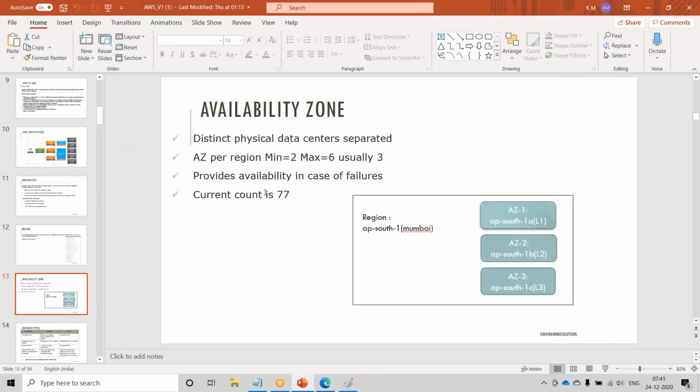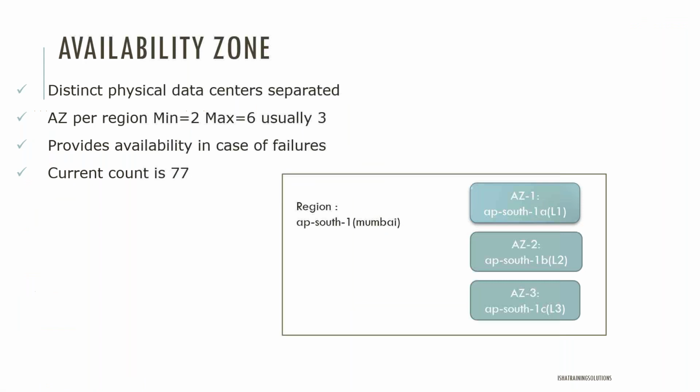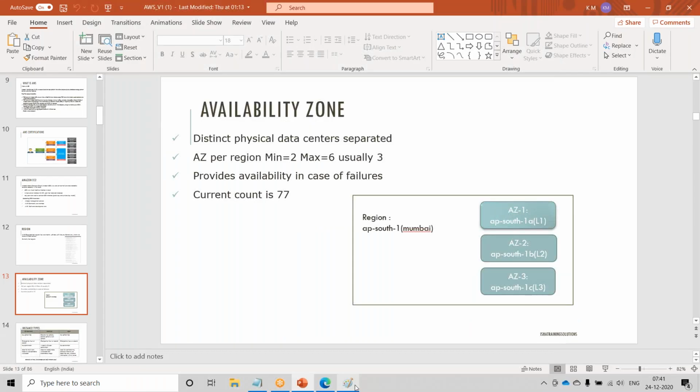Currently there are around 77 availability zones. These availability zones, or data centers, have a high-bandwidth, low-latency network, so they can communicate with high bandwidth and there won't be much latency between them.